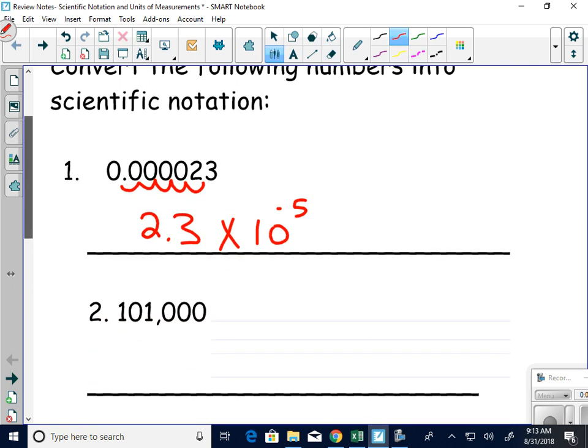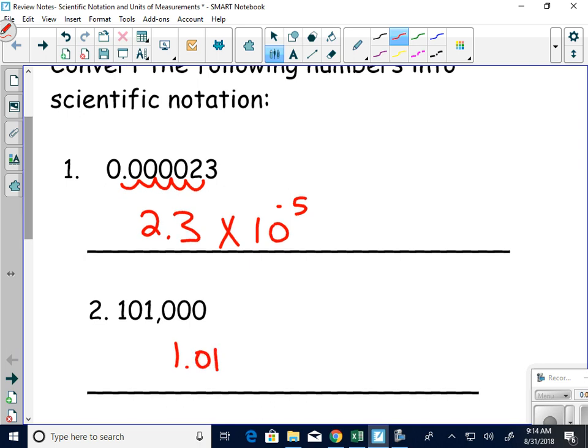Here is my next problem. So I need to move my decimal point to get a number between 1 and 10. I'm going to do so by making it 1.01. Why didn't I put all 3 of these zeros here?